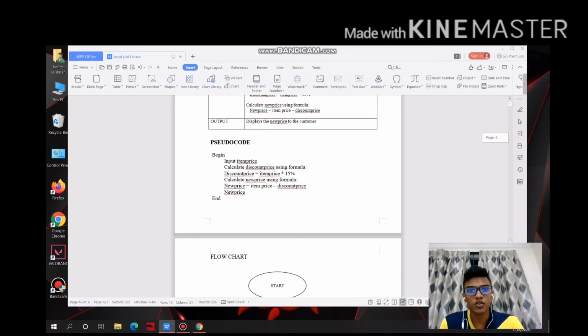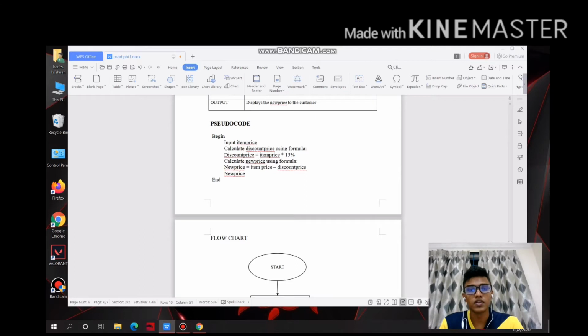Now for the pseudocode, as you can see here. So for the pseudocode, we need to begin with item price, and then we need to calculate the discount price. We need to calculate the new price, and then we need to display the new price to the customer as well.